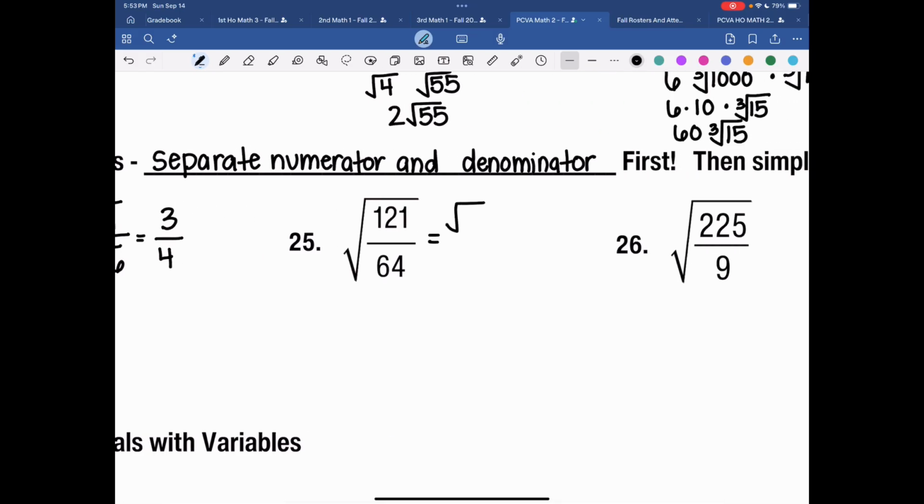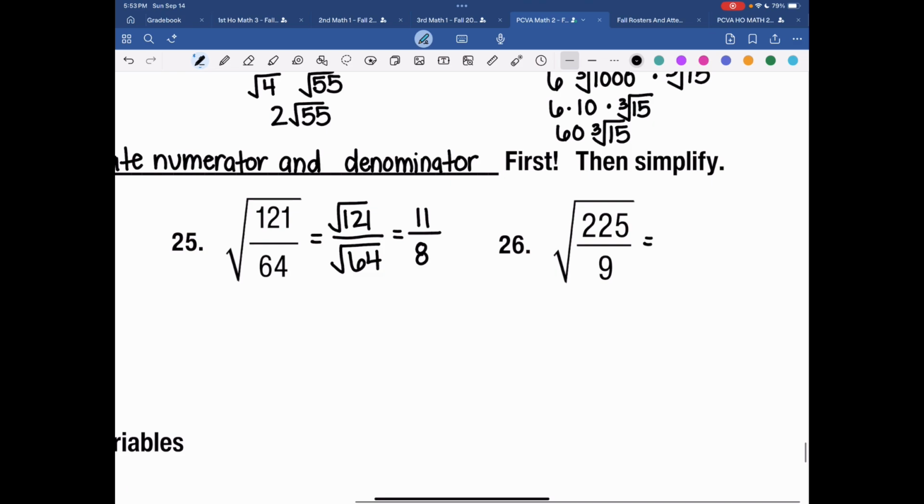Same thing with this one. We're going to separate the numerator and the denominator into different radicals. So the square root of 121 is 11. The square root of 64 is going to be 8. And then finally, we have the square root of 225 divided by the square root of 9. Now, 225 is a perfect square, the square root is 15, and the square root of 9 is going to be 3. So if we simplify that, we can actually divide that out. So that's going to be 5.